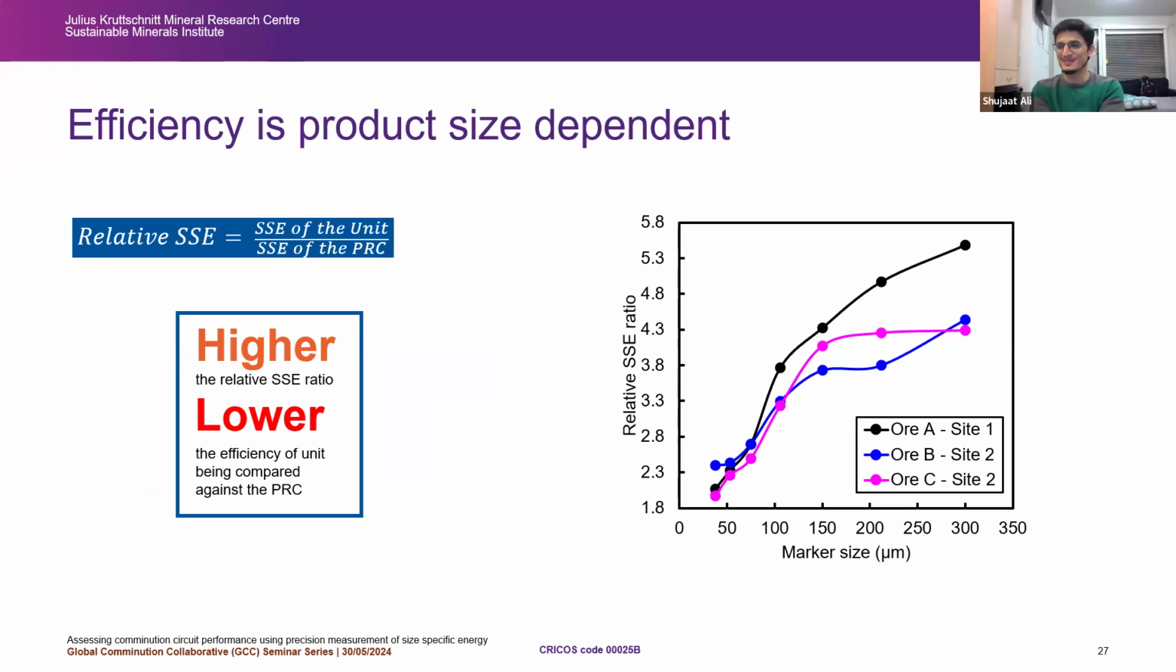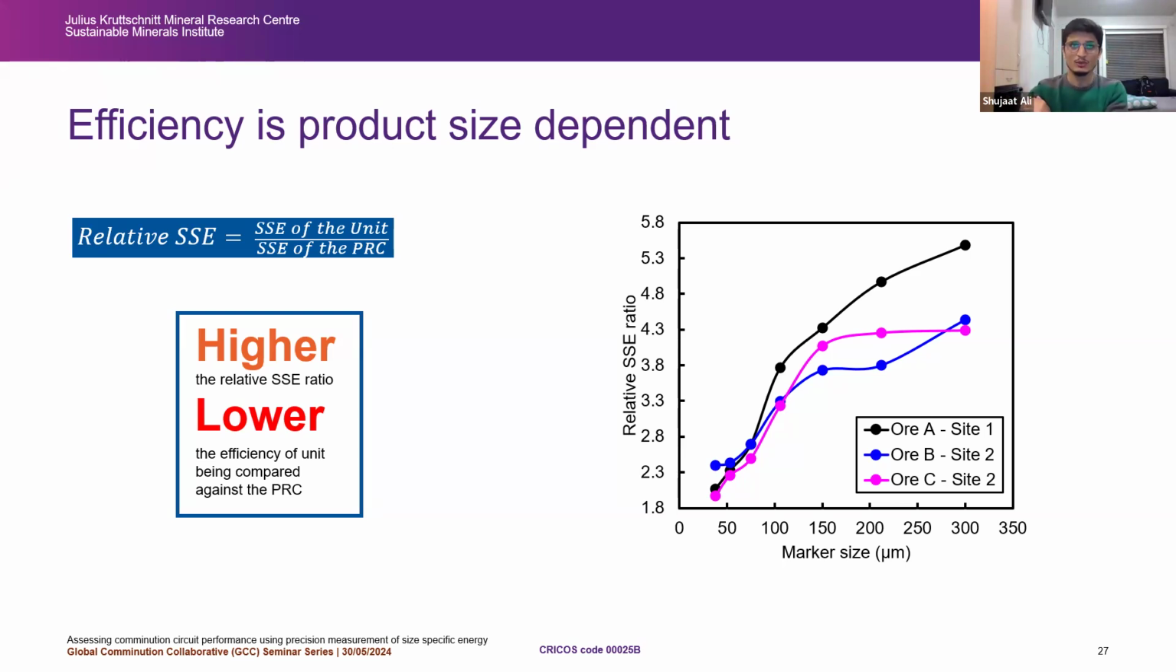Okay, so this is a really interesting one that we found out. Everyone has been talking about efficiency, that this combination circuit is efficient with this number, to do different kinds of fancy analysis. But what we found is that it is actually pretty much product size dependent. So what I did was calculate a ratio between the size specific energy of different comminution units against the precision dose crusher, and then I plotted that ratio as a function of marker size. My marker size really represents the product size here, right? And I did this for all three different ores.